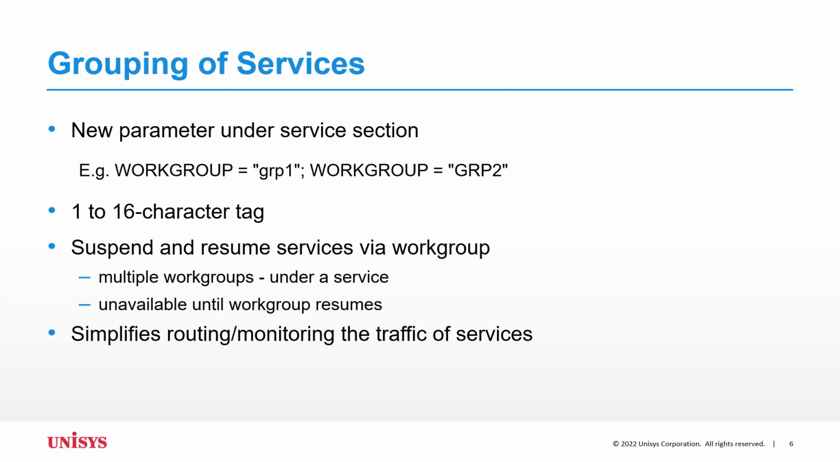We added a new optional parameter, workgroup, under the services section. The workgroup name can be up to 16 characters. You can suspend or resume a service via a specific workgroup name. Multiple workgroups are allowed under a service. If we suspend a workgroup, all services configured to that workgroup are suspended. When you suspend a workgroup, services under the group are unavailable until you resume the workgroup. Workgroup helps you to suspend or resume multiple services at one time. This in turn helps to control incoming or outgoing transaction traffic.